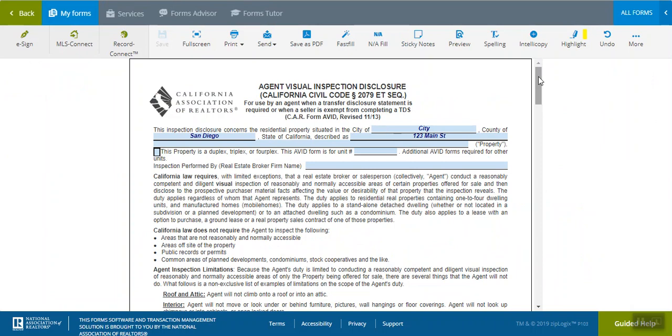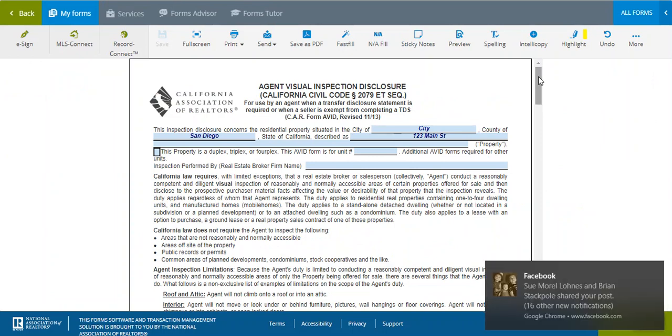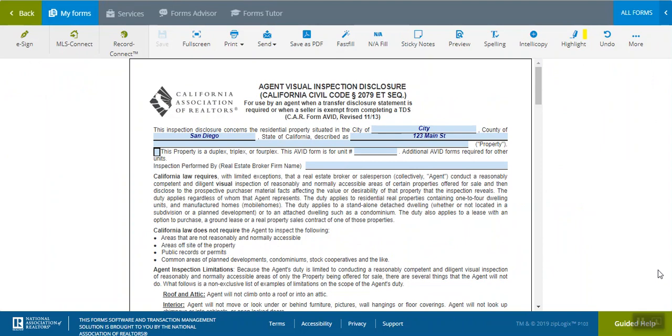There is a difference, however, between investigation and visual inspection. The law confers on the agent the obligation to disclose problems that can be seen or discovered in a visual inspection. The AVID does not require the agent to take the place of a professional inspector and conduct an exhaustive investigation of the property. The requirement of the agent is to complete a diligent visual inspection. This means disclosing what is readily visible, and only what is visible.